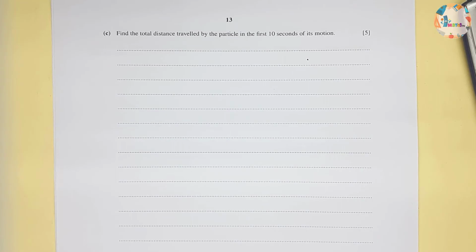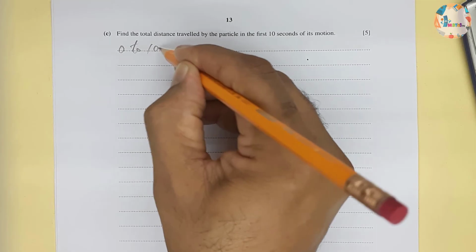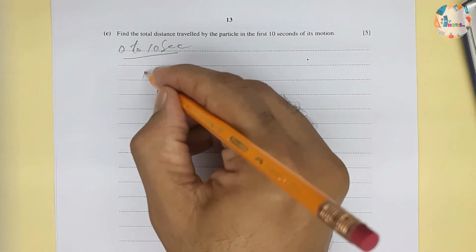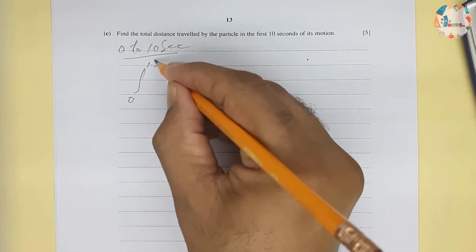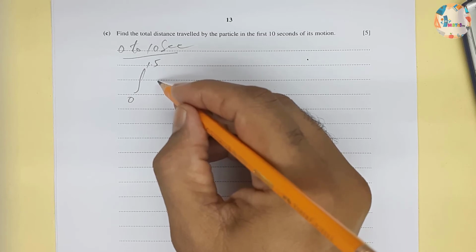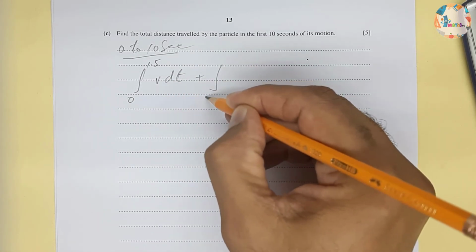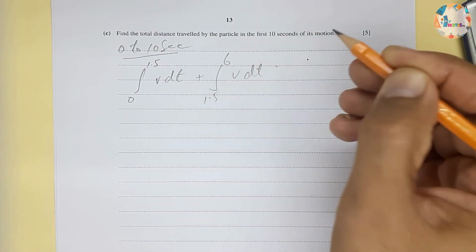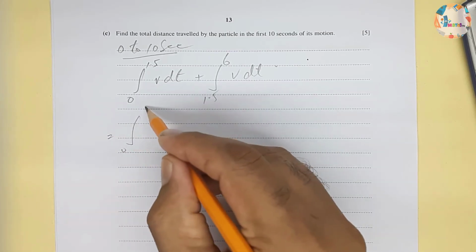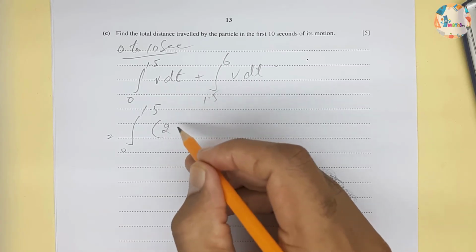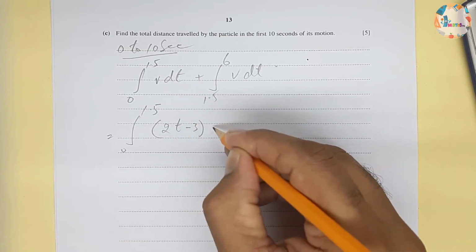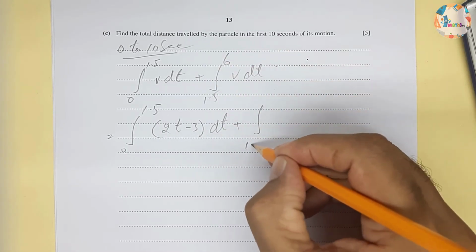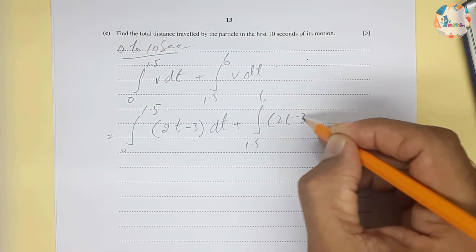Now the C part of this question: find the total distance traveled by the particle in the first 10 seconds of its motion. So we have to consider the portion from 0 to 10 seconds. We have to take the integral of v dt from 0 to 1.5, plus the integral from 1.5 to 6 of v dt. For the first section, from 0 to 1.5, the velocity is 2t minus 3, and for the section from 1.5 to 6, the velocity is also 2t minus 3.